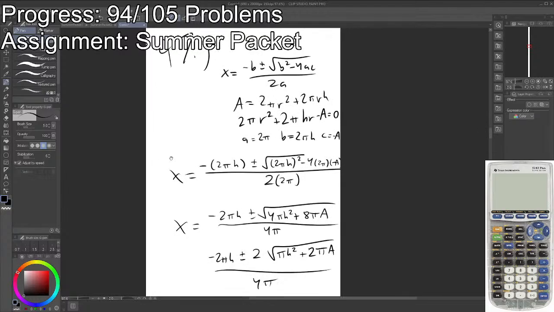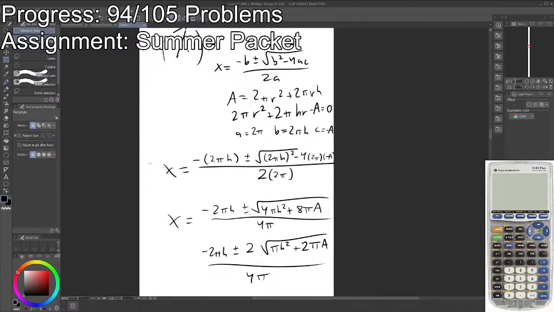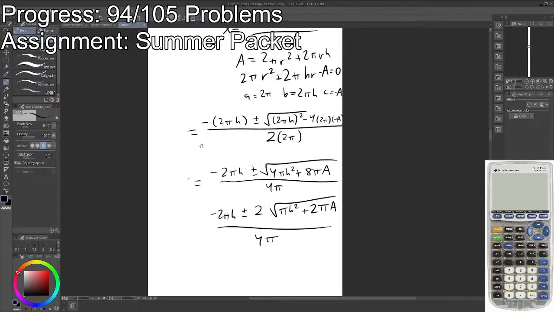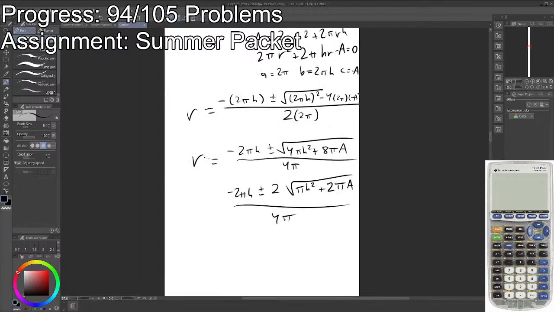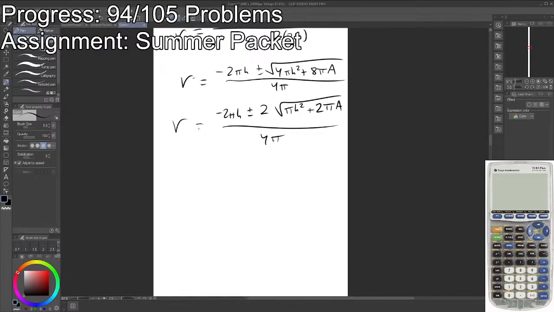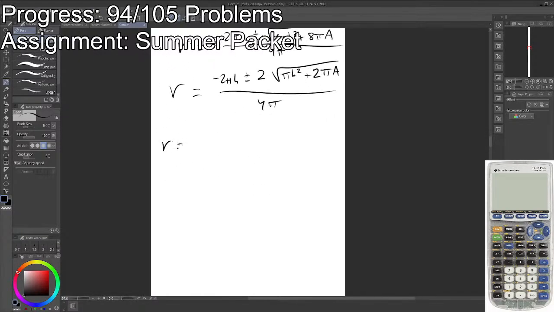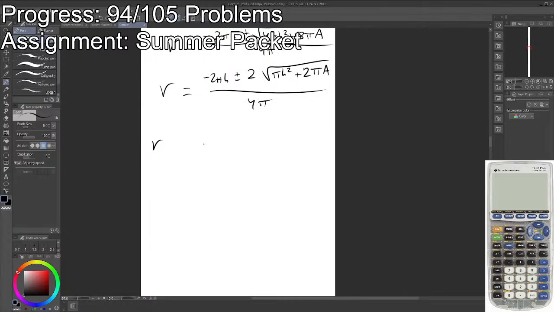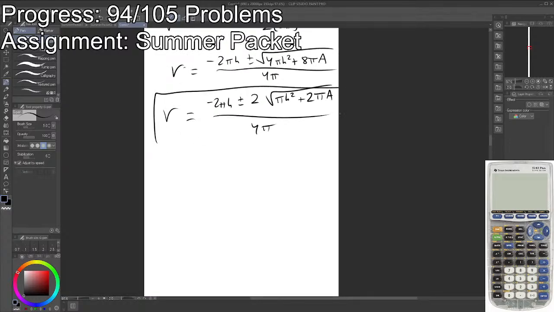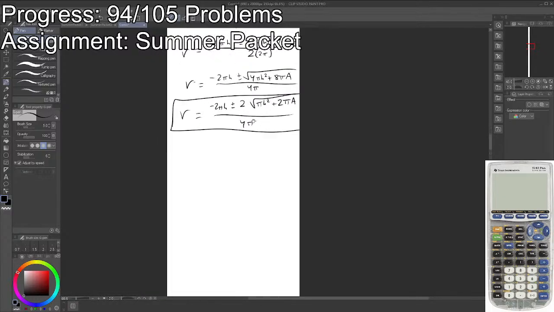Wait, why do I have this x? Because we're solving for r. Yeah. I don't want to write this 2 times again. So that's the answer. Okay.